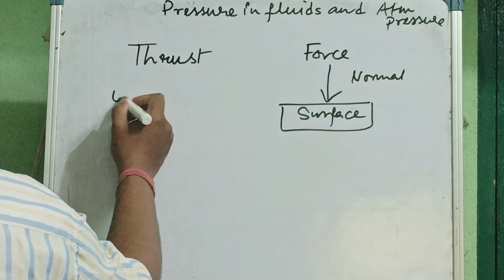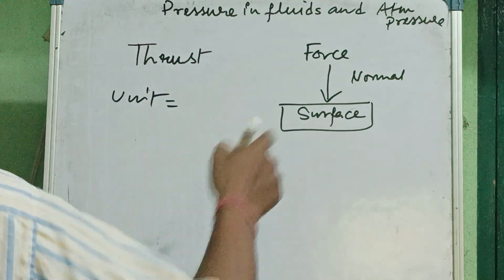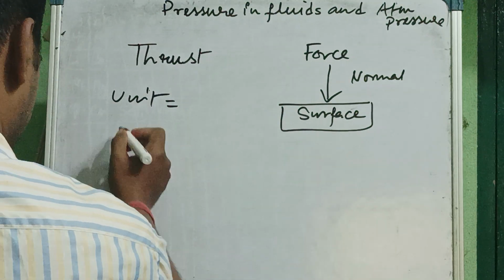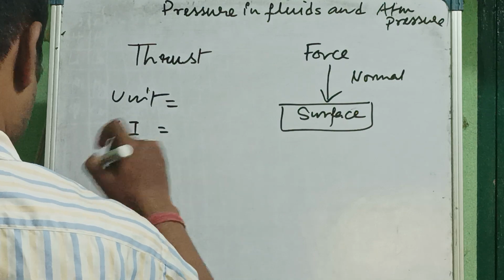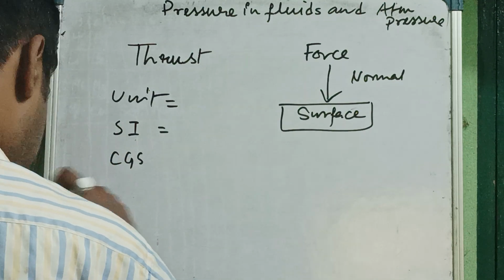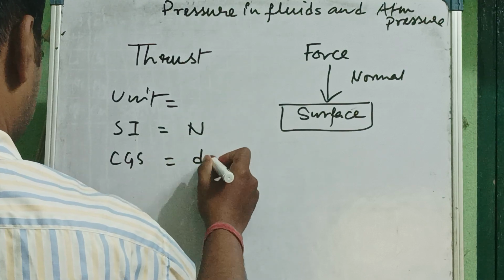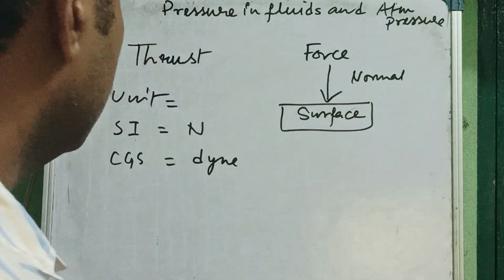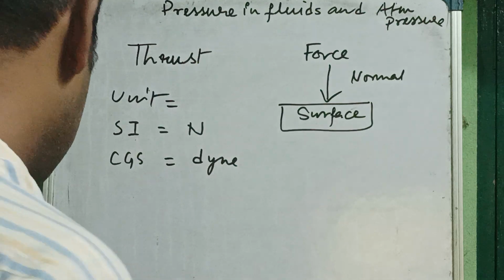Unit of the thrust. Thrust is also a force, so the SI unit and CGS unit both apply. SI unit is Newton and CGS unit is Dyne, because this is a force. Thrust is a force acting normally on the surface.